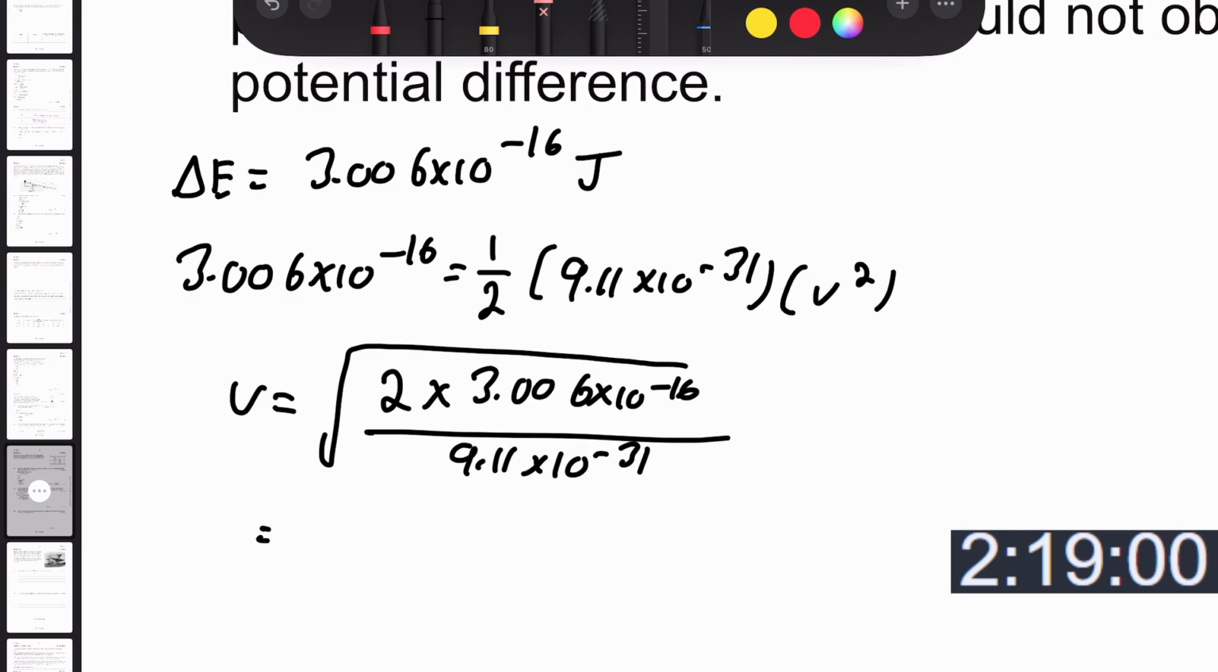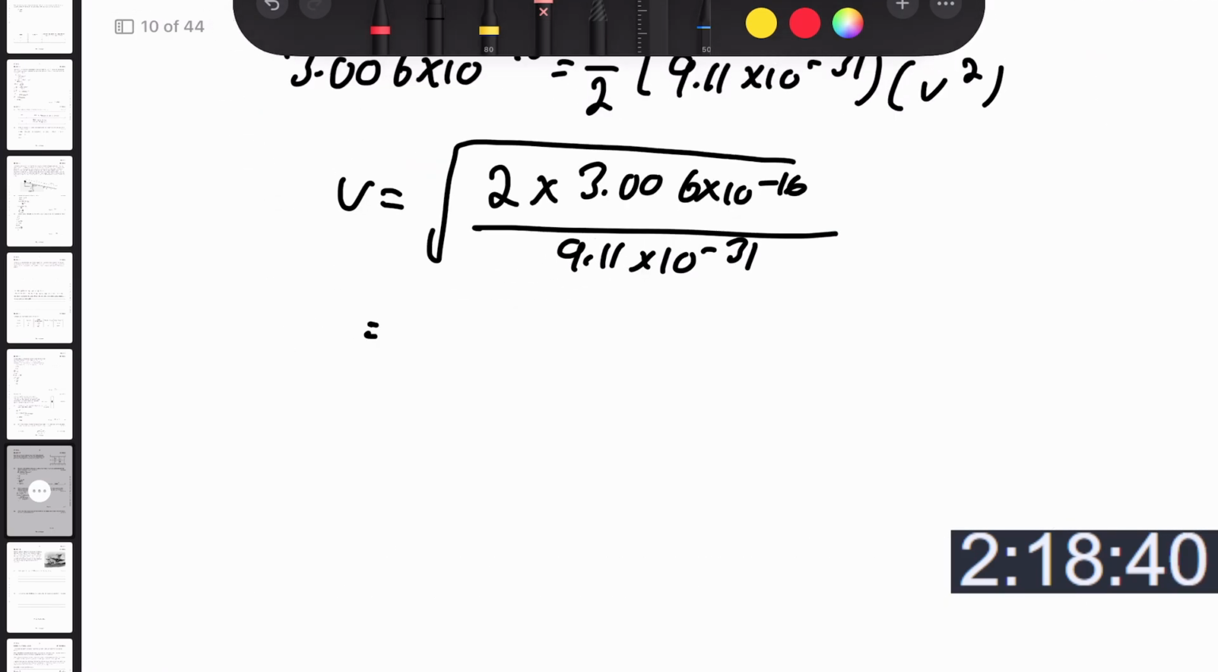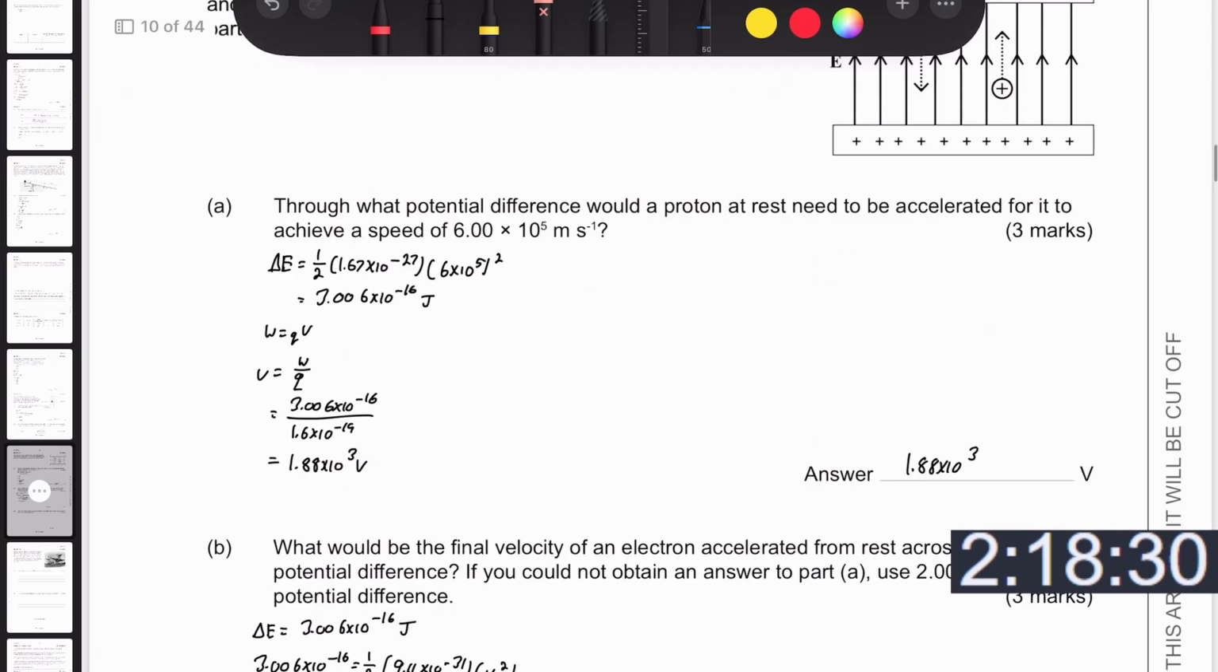And this is all equal to 1, 2, 3, 4, 5, 6, 7. Ooh, we're getting very close to the speed of light. Jesus. 2.57 times 10 to the power of 7 meters per second.